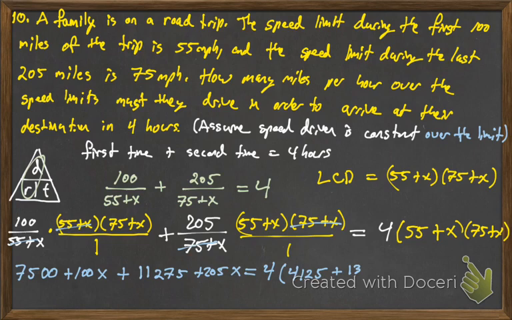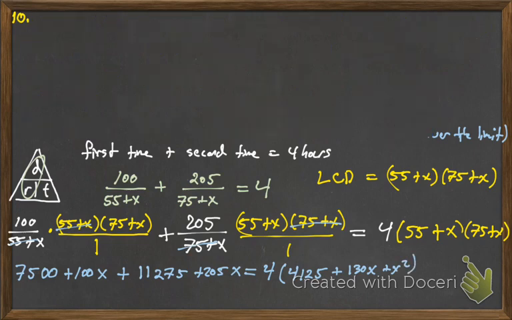16,500, plus 55 times x is 55x, and 75 times x, 75x. Add those together, you get 130x, and then x times x is x squared. All right, so we're going to move up to the top because I'm out of real estate.